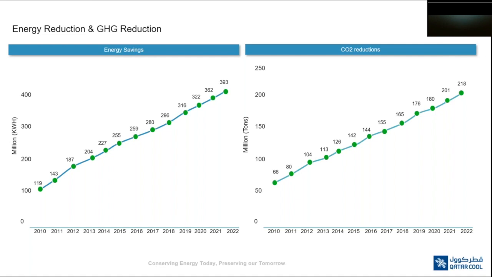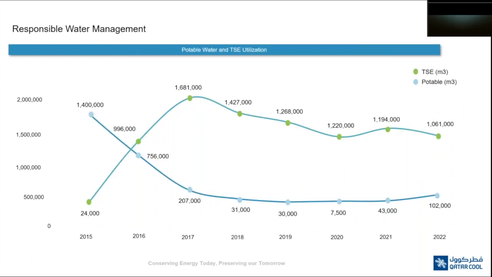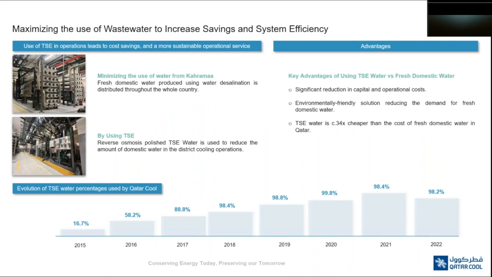This slide is self-explanatory. It shows energy reduction and CO2 reduction over the past 10 years in millions. So on the left is energy saving, on the right is CO2 reduction. This slide shows utilization of potable water and the utilization of TSE. Less and less potable water over the years. On the other hand, more utilization of TSE. The use of TSE in operations leads to cost saving and more sustainable operational service.